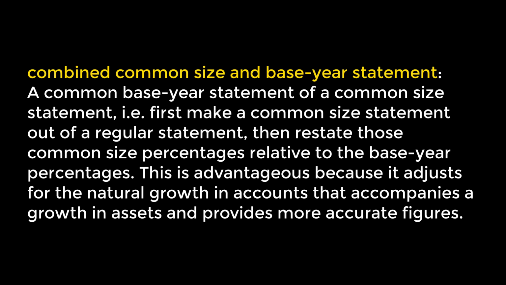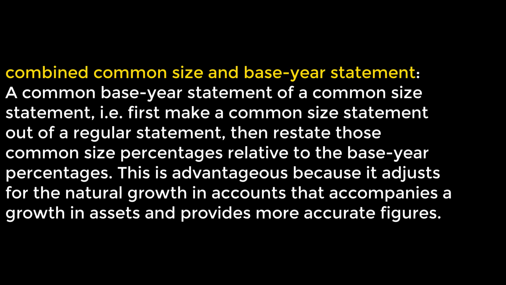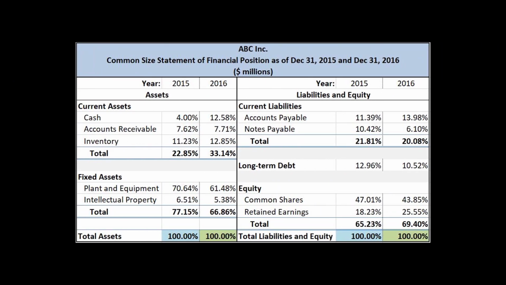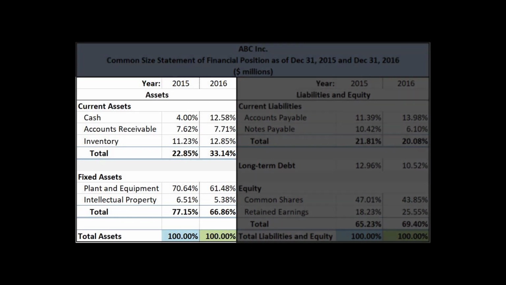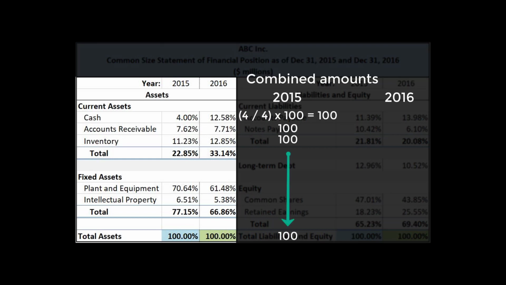We can also create a combined statement by first creating a common size statement and then picking a base year and stating subsequent years in terms of percentages of that base year. Again, an example would be best. So let's go back to the common size statement of financial position that we created earlier. Since this is already a common size statement, all we have to do is restate the amounts taking 2015 as the base year. Obviously, in that case, all the 2015 amounts will be 100%, because we will be dividing them by themselves, and anything divided by itself is 1.